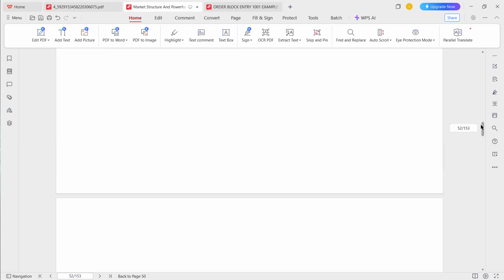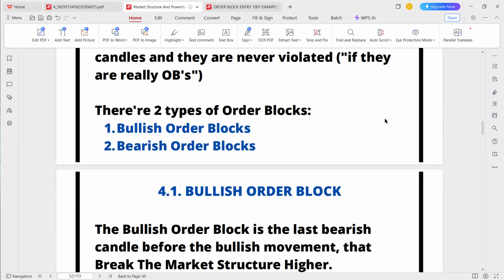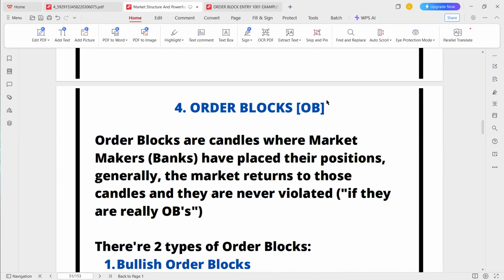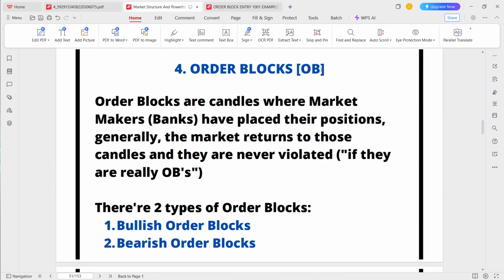So today we are on chapter 4, which is order blocks. So without wasting much of your time, let's get into it. Order blocks or OBs. So on our charts, each time we say OB, just know that that will be an order block. It's just an abbreviation.